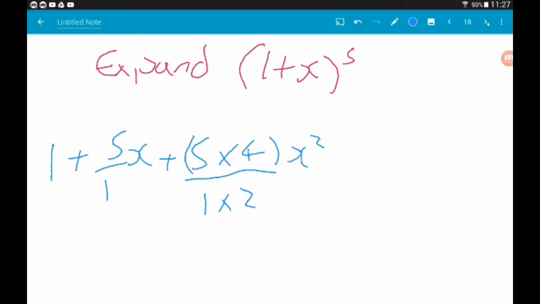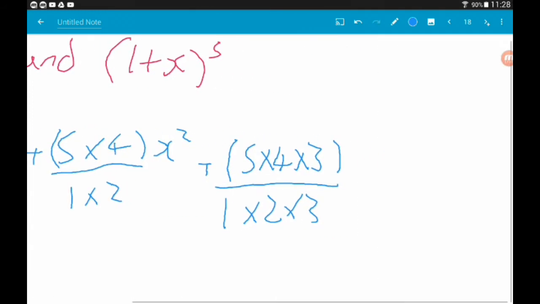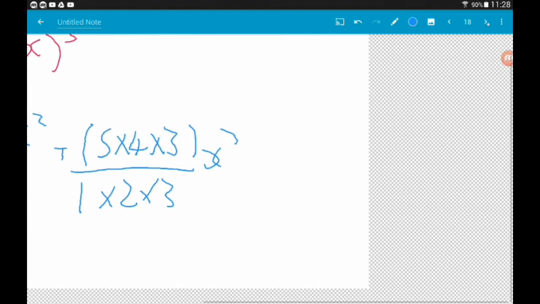And our next term is going to be, well, up on top, 5 times 4 times 3. And on the bottom, 1 times 2 times 3. And that gives us our x cubed term.